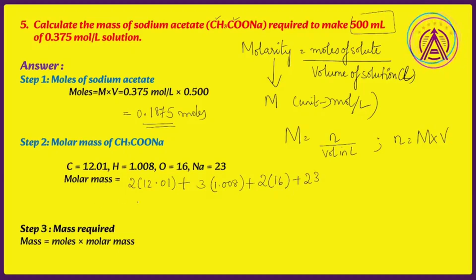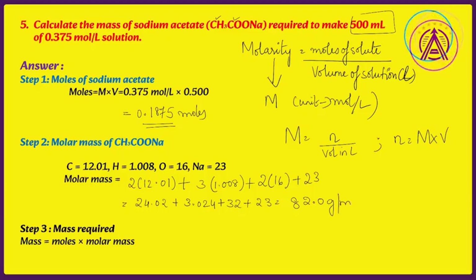Okay, so I end up getting 24.02 plus 3.024 plus 32 plus 23, which is nothing but 82.0 grams per mole. Yes, I get a rounded figure of 82.0 grams per mole. Now, we know that moles is equal to mass by molar mass.